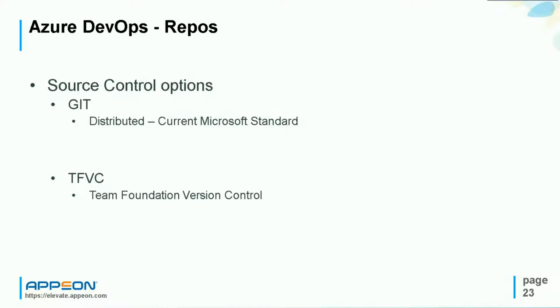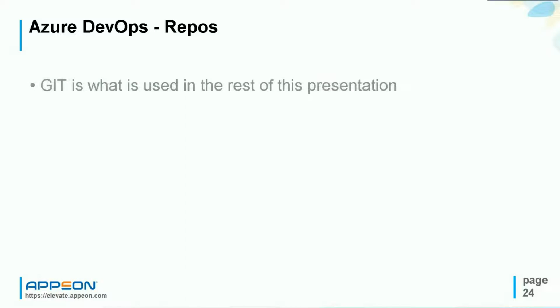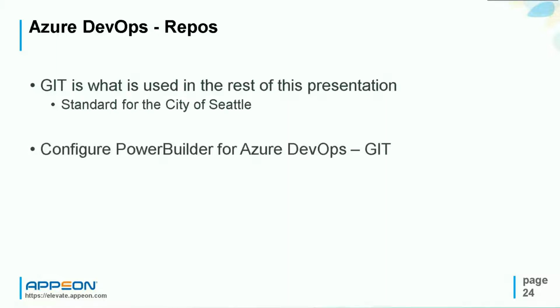TFVC is basically the TFS version control that we've used for years. So Git is really what we're going to be using for the rest of this presentation. It's the Microsoft standard. It's the City of Seattle standard. It's really the industry standard at this point. So when we're talking about repos and source control for the rest of the presentation, we're talking about Git.